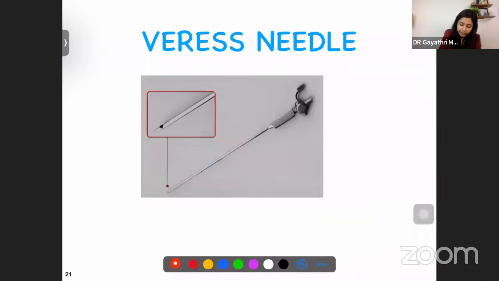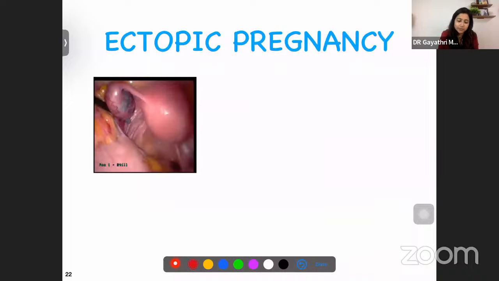Again, please have a look at the tip of the Veress needle. You can see a very thin instrument. We hold it like a pen, and we insert the Veress needle into the abdominal wall. Once it is inserted, we instill the carbon dioxide gas to cause the pneumoperitoneum. So the answer is already given in this.